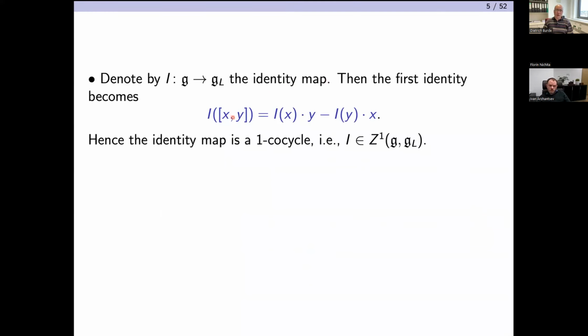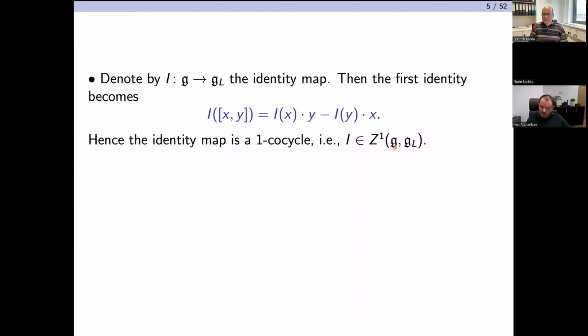And the first identity, that xy is a commutator, you could also read this way: the identity map from this vector space to this vector space, which is, I mean, the same underlying vector space, is a one cocycle for the Lie algebra homology. So a pre-Lie algebra structure has to do with one cocycles. If I have such a structure, then the identity is a one cocycle.